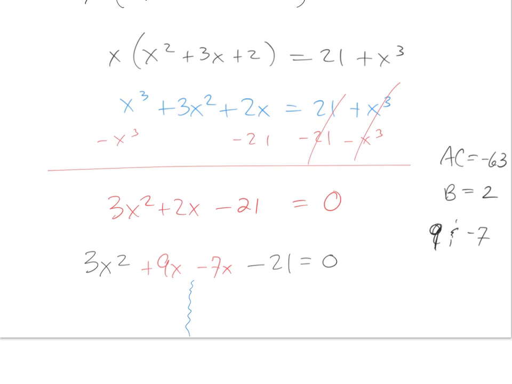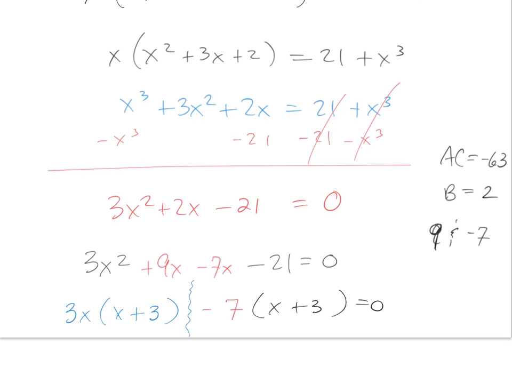Tristan, what do I take out of the first two? You would take out 3x. Leaving me with? Leaving you with x plus 9. X plus 3, sorry. That's all right. If that's x plus 3, I know this has to be x plus 3. It has to, right? What do I take out to get x plus 3? 7. Be careful. Negative 7. Okay? Take out negative 7.